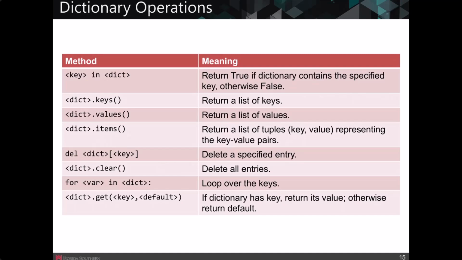That one's kind of odd because most functions that we apply require parentheses, but this one doesn't. If we wanted to empty all of the entries or delete them all, we simply do the name of the dictionary dot clear. We could loop over the keys. You can technically loop over the key value pairs as well. Or we can get a particular value from the dictionary using a key with a default value if that key doesn't exist. Let's try this out with a simple example.